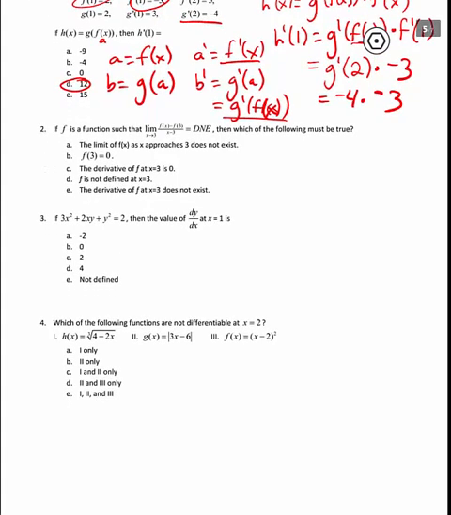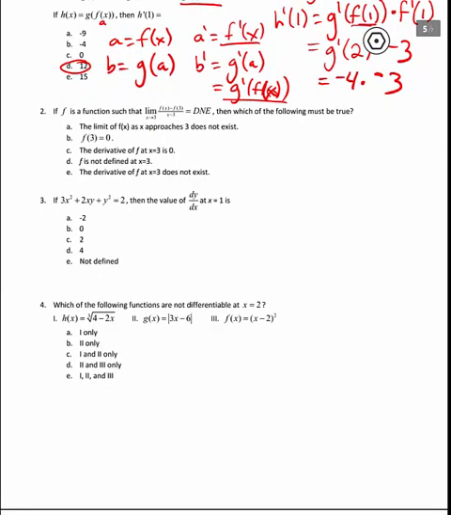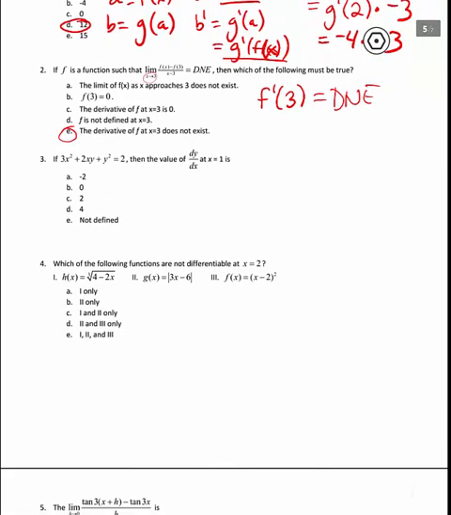Alright, question 2 says, if f is a function such that the limit as x approaches 3 of f of x minus f of 3 divided by x minus 3, we have to recognize that this is my definition of the derivative. So this is basically saying f prime of 3. That's the definition for the derivative of f at 3. So it's basically saying f prime of 3 is DNE. And if you recognize that, then the answer is pretty obvious: the derivative of f at x equals 3 does not exist.